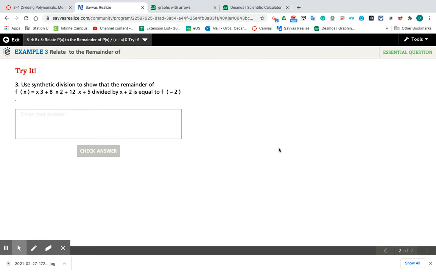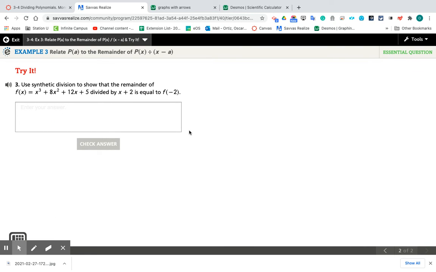And this example 3. So please pause the video there and see if you can find what is the value when you plug in negative 2 for x. Remember, you can just divide by x plus 2. So you can do that. Use synthetic division and it'll give you the remainder. Okay, and then of course try replacing the value of x and see that you get the same answer.